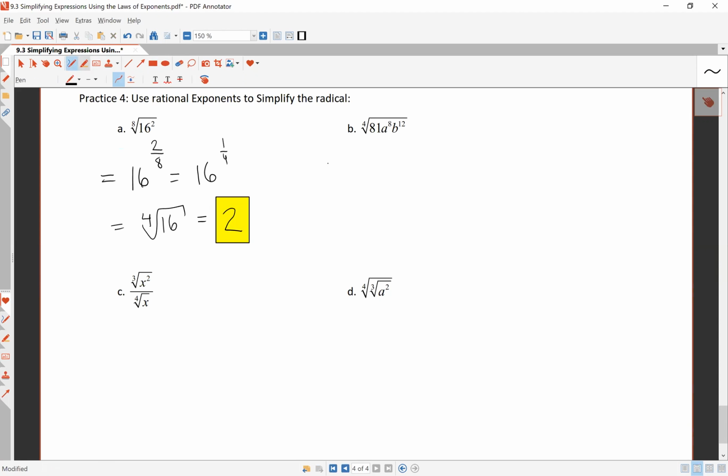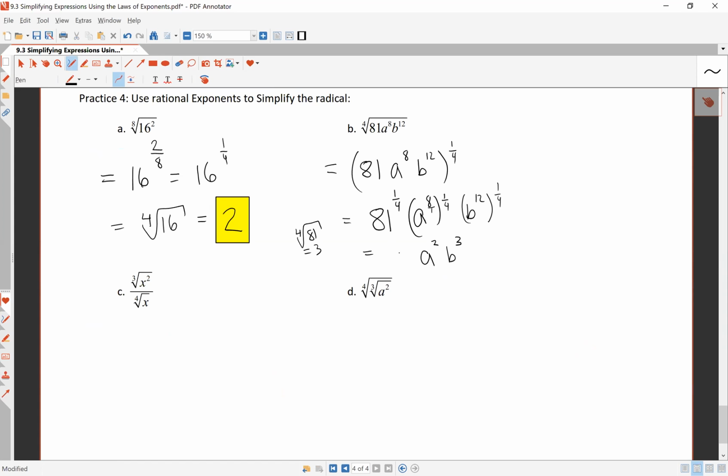Letter B, we have 81 a to the 8th, b to the 12th, all raised to the 1/4 power. 81 to the 1/4, a to the 8th to the 1/4, and b to the 12th to the 1/4. 8 times 1/4 is 2, and 12 times 1/4 is 3. 81 to the 1/4 is the 4th root of 81, which is 3. So we have 3a squared b cubed.